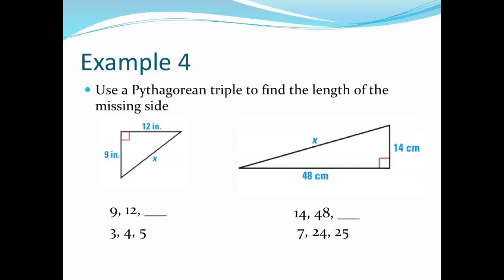Pythagorean triple, to determine the hypotenuse. So since I'm multiplying by 2, I can do 25 times 2, and that gives me that the hypotenuse is equal to 50.